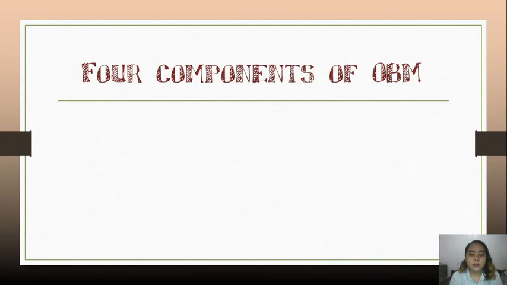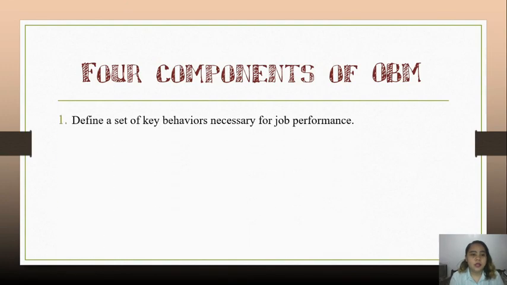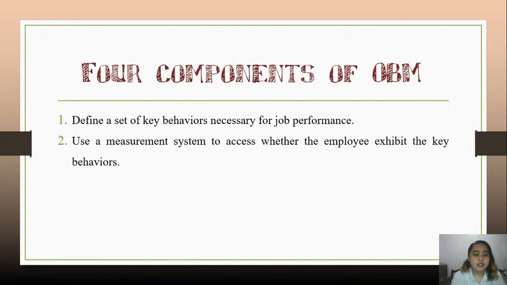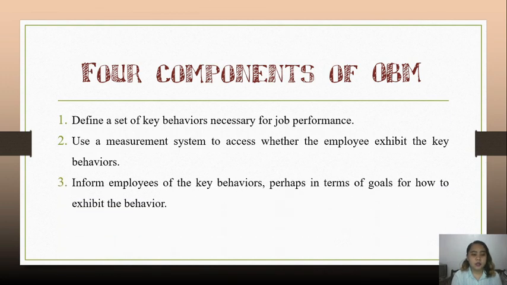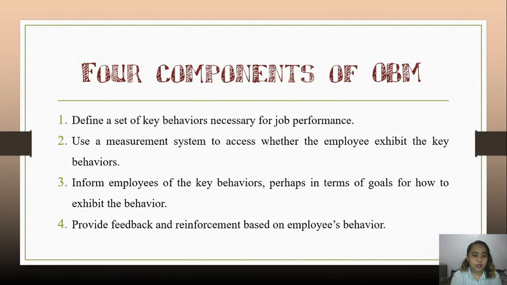So there are 4 components of OBM. First is define a set of key behaviors necessary for job performance. Second, use a measurement system to assess whether the employee exhibits the key behavior. Third is inform employees of the key behavior, perhaps in terms of goals for how to exhibit the behavior. And fourth is provide feedback and reinforcement based on employees' behavior.